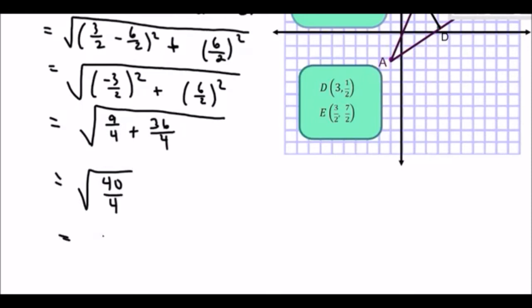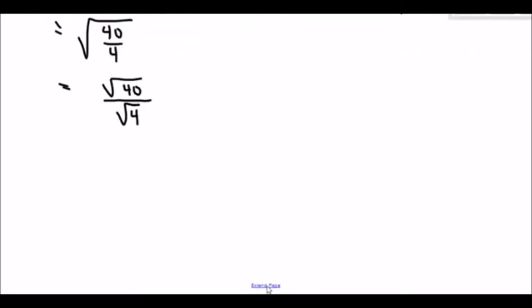Now, square root of 40 is not really a nice number, so I'm going to leave square root of 40. But the square root of 4, which is what's in the denominator, that's kind of nice. The square root of 4 is just 2. So I'm going to write this as root 40 over 2. Now, in grade 10, you haven't yet learned how to simplify radicals, so I'm not going to go through that process. It's not something I want you to worry about right now. So if you want, go ahead and get the decimal, the square root of 40, and then divide it by 2, so I get 3.16.